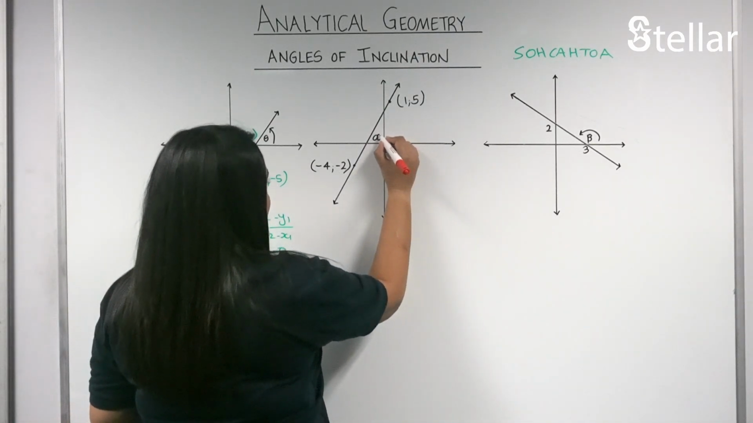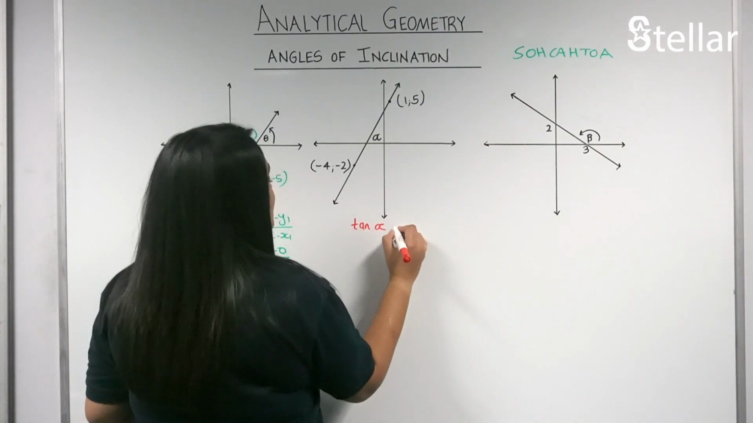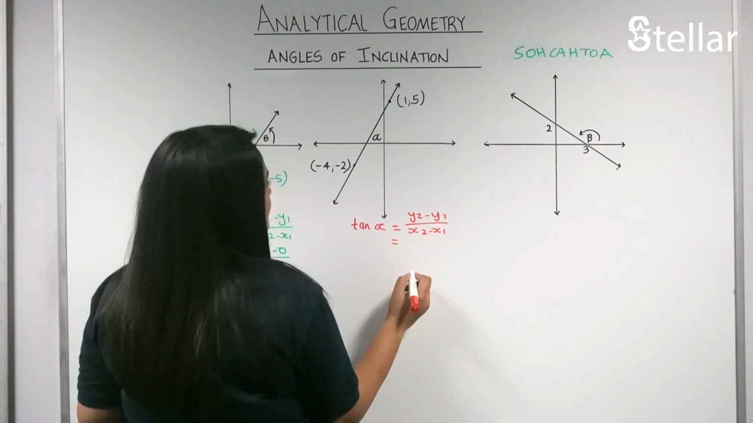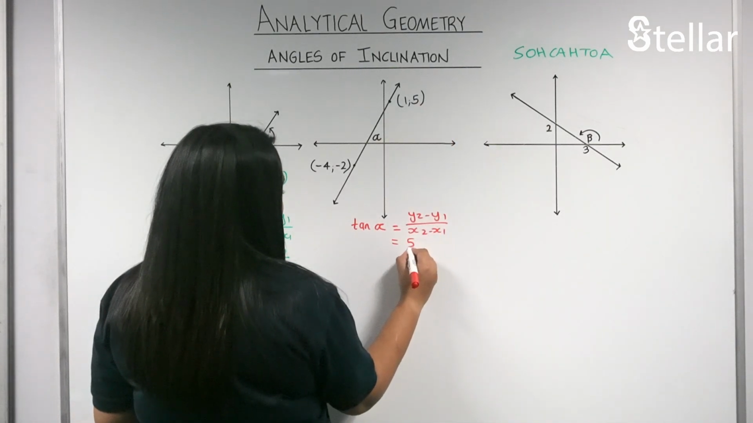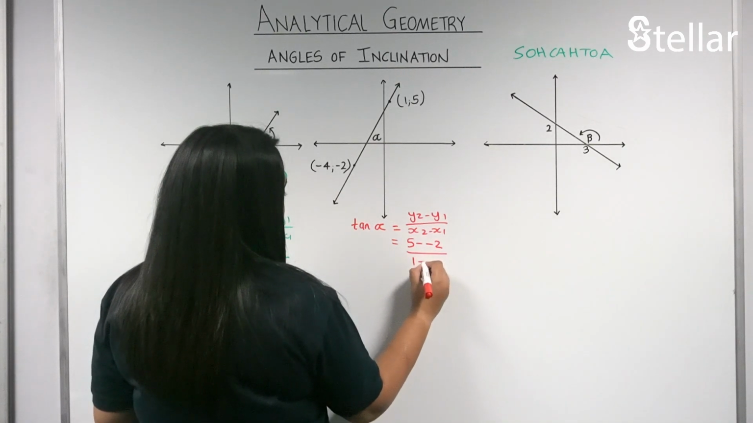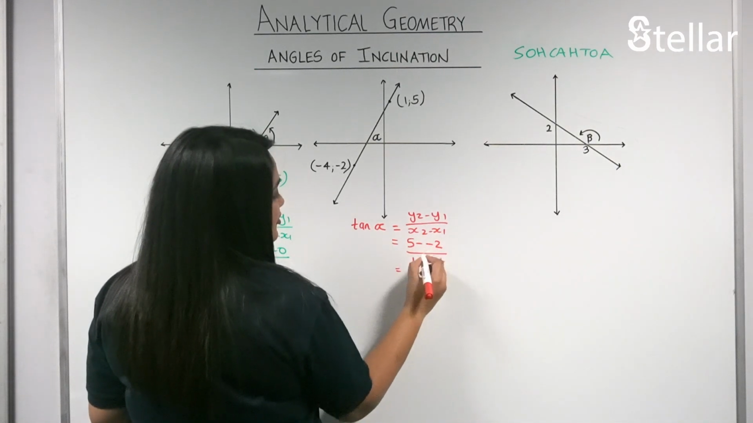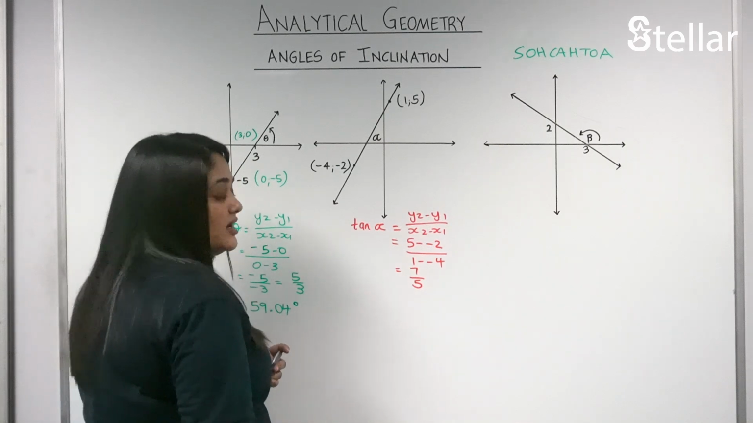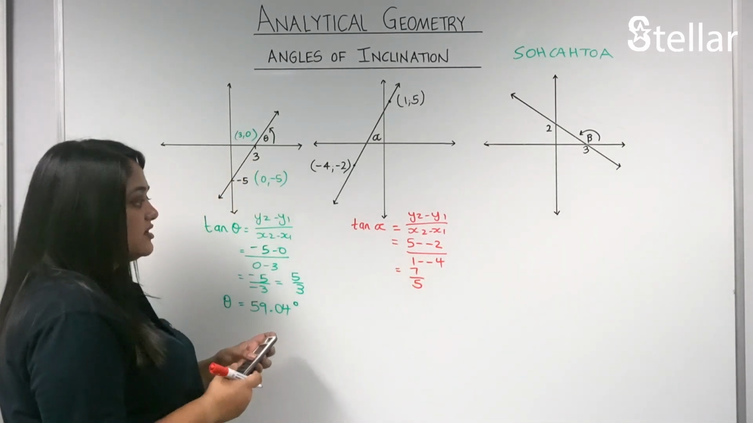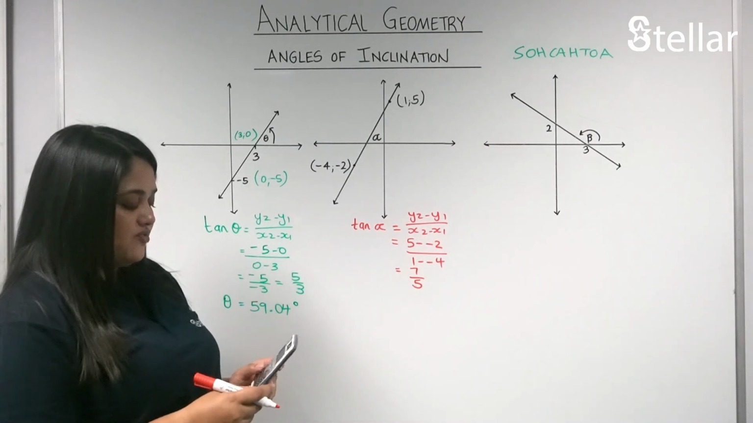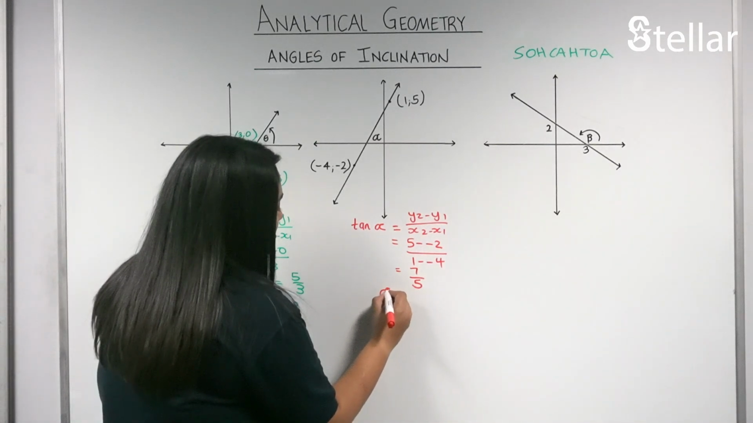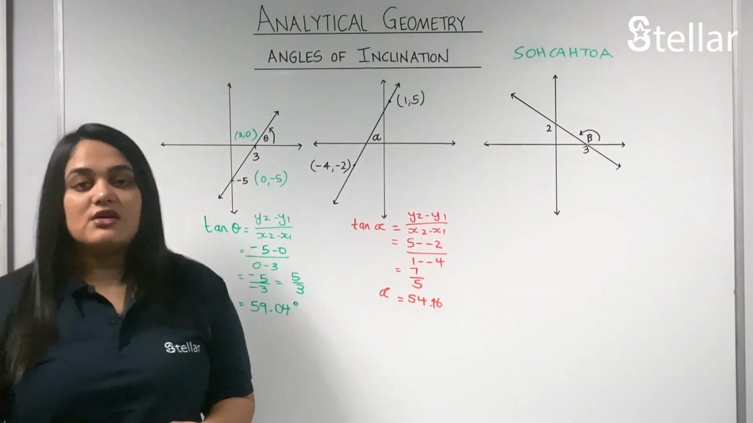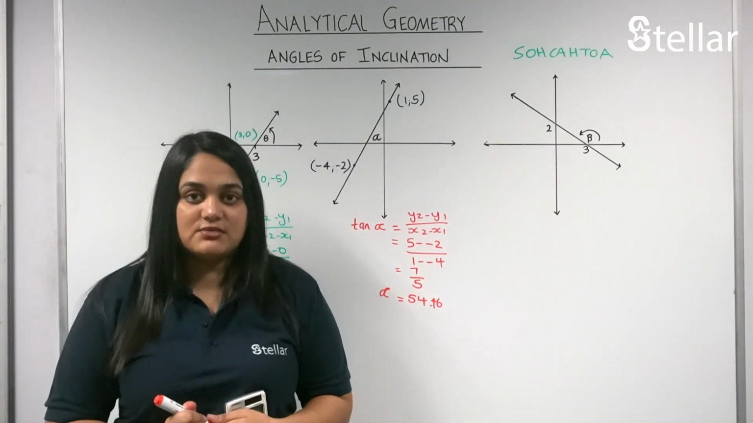To find alpha, we say tan alpha is equal to y2 minus y1 over x2 minus x1. That's going to be equal to, let's choose any one, 5 minus minus 2 over 1 minus 4. This is equal to 5 plus 2, which is 7, over 1 plus 4, which is 5. Right? That's going to be arc tan of 7 over 5. Therefore, alpha is equal to 54.46. Right? Why 46? Because we are rounding off to 2 decimal places.